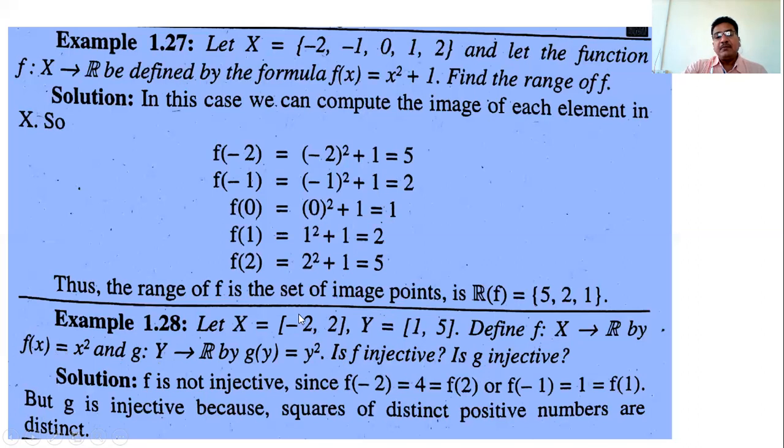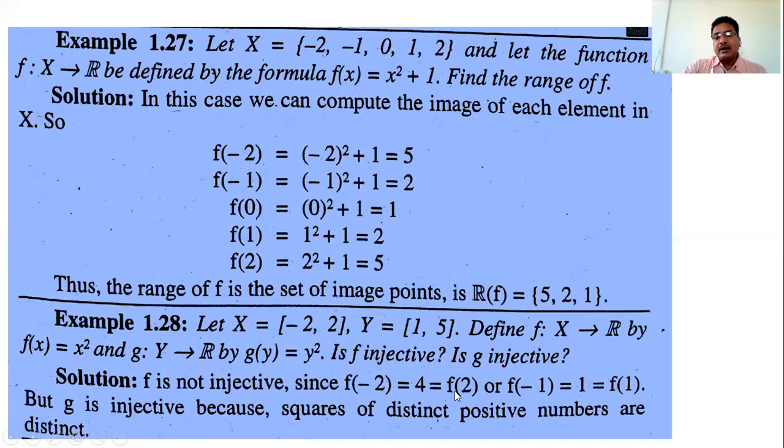So if you take f of minus 2, it is 4, and if we find f of 2, that is the image of 2, it is also 4, but minus 2 and 2 are different elements. Or we can also give the reason that minus 1 and plus 1 are also elements of this set, and therefore f of minus 1 is 1, f of 1 is 1. So the elements are different but their images are the same, and so f is not injective.